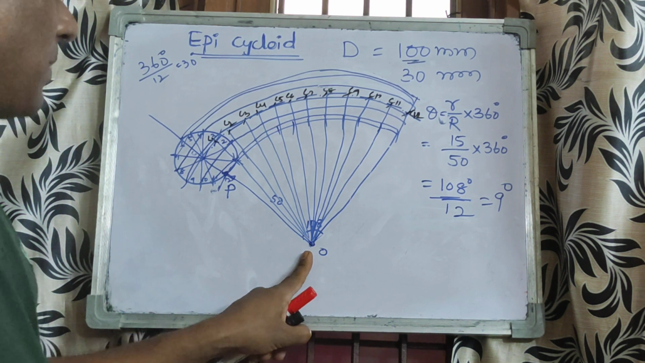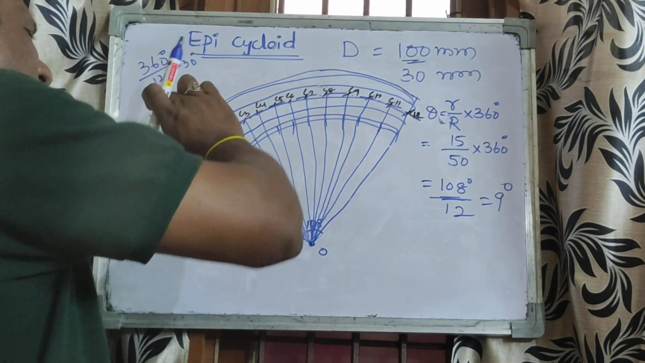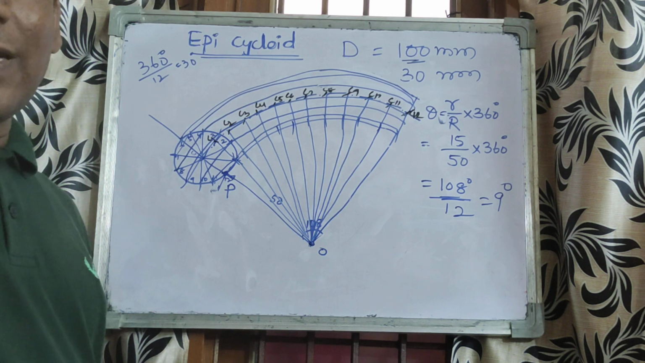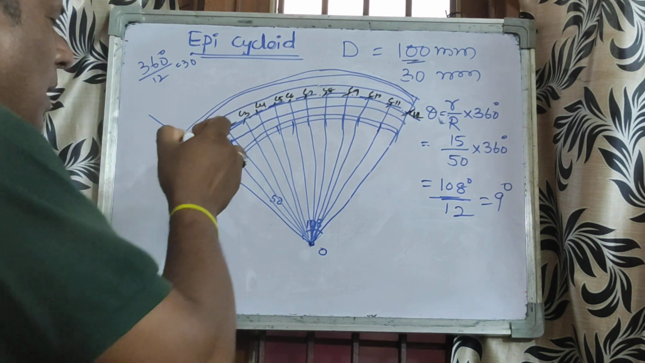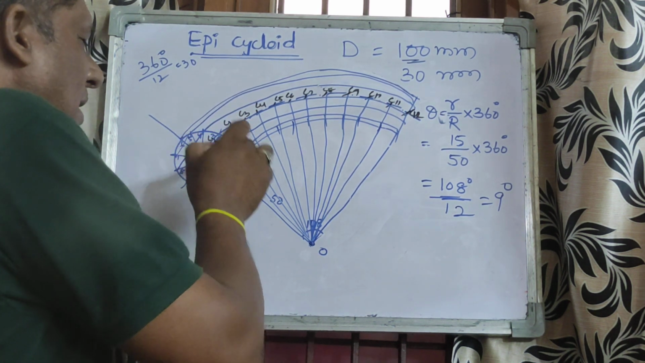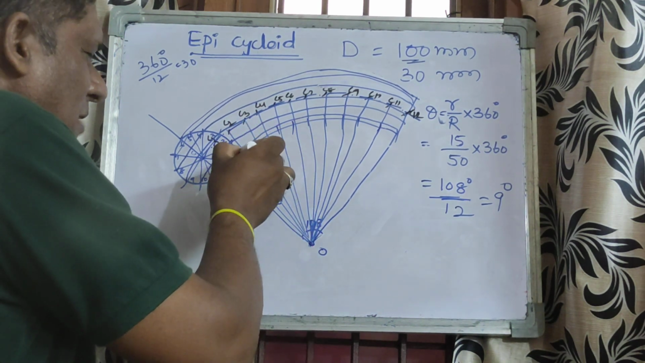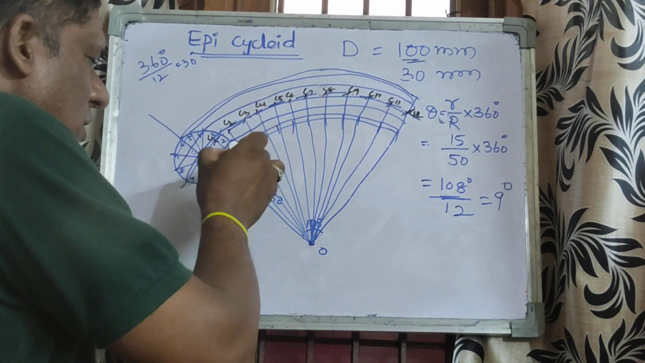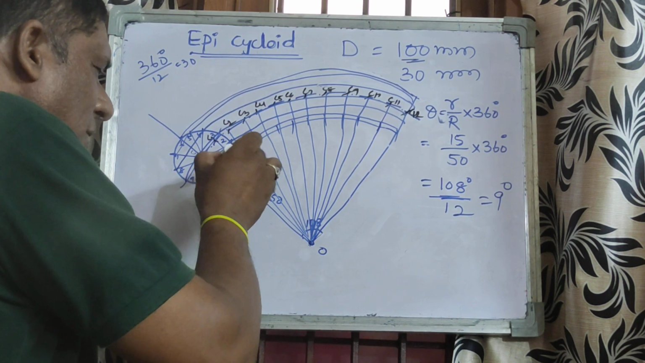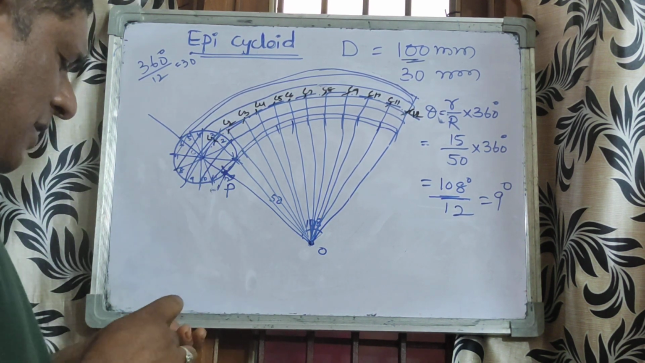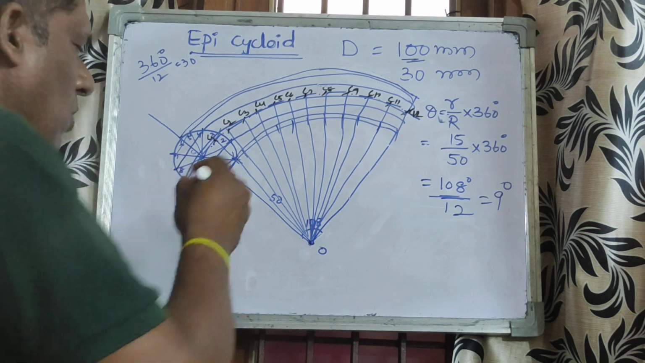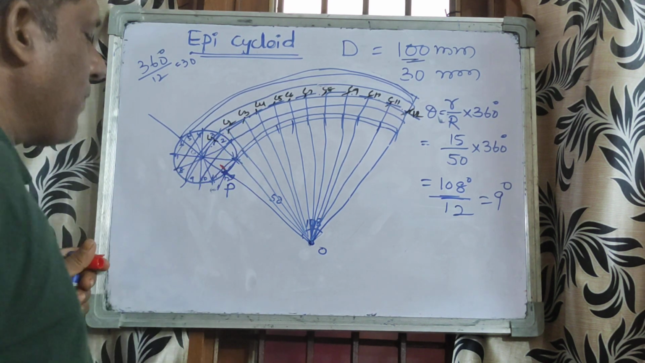Okay, center point O. Now take the radius of the rolling circle, that is 15 mm, and C1 is the center and cut the first line. So which is the first line here? This is the first line. Why? Because 1 and 11 both coincide. So this is the first line. So mark the point where you get it.